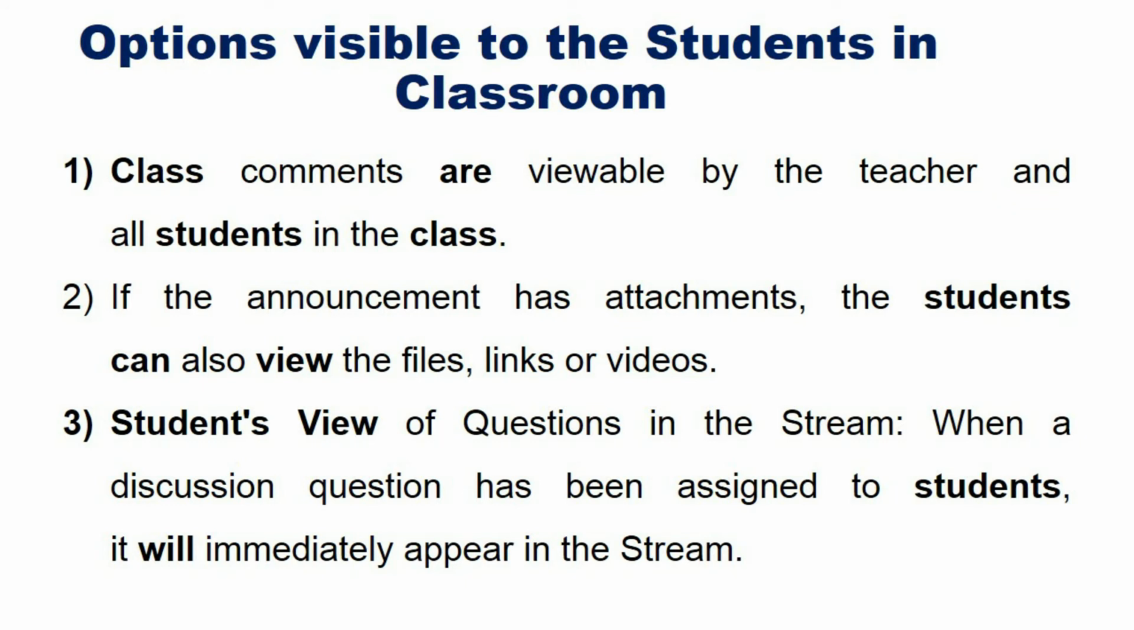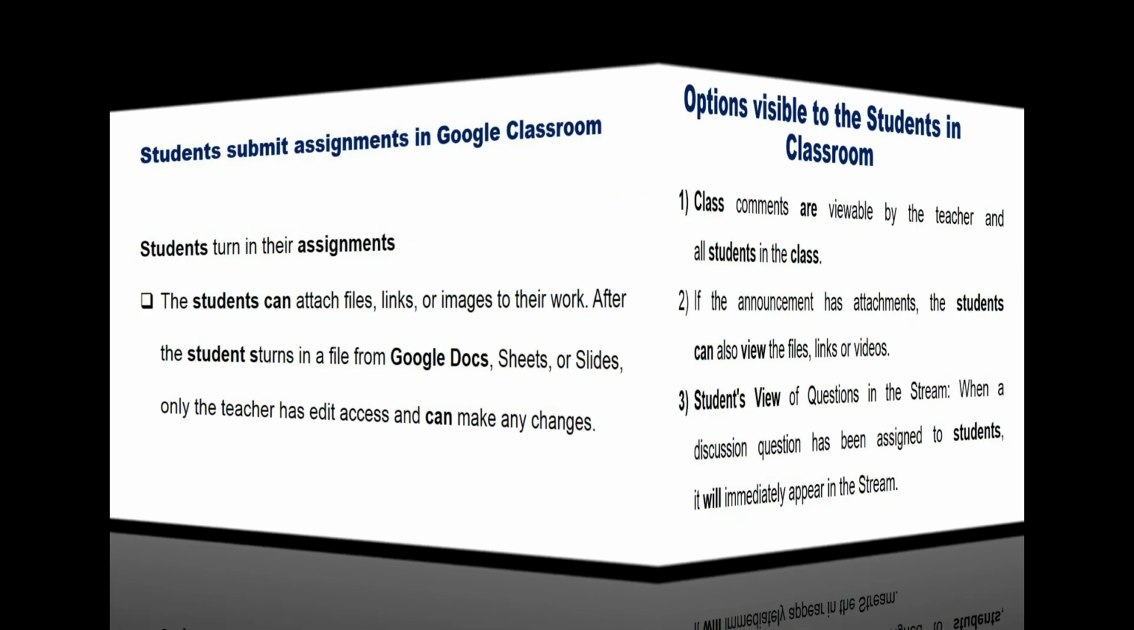Options visible to the students in classroom. Class comments are viewable by the teacher and all students in the class. If the announcement has attachments, the students can also view the files, links, or videos. Students' view of question in the stream. When a discussion question has been assigned to students, it will immediately appear to students.